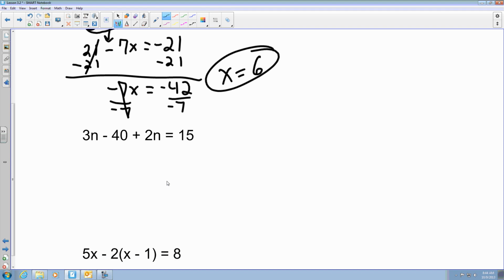Next example is 3n minus 40 plus 2n equals 15. So if we look at the first step, it is to eliminate the parentheses. In this case, we have none. So step 1 is complete.